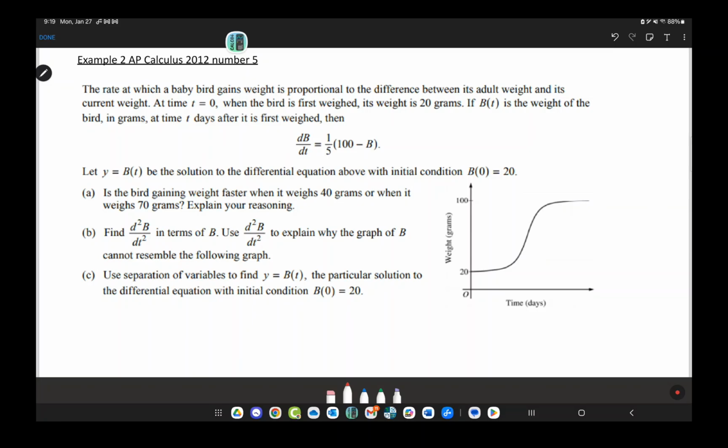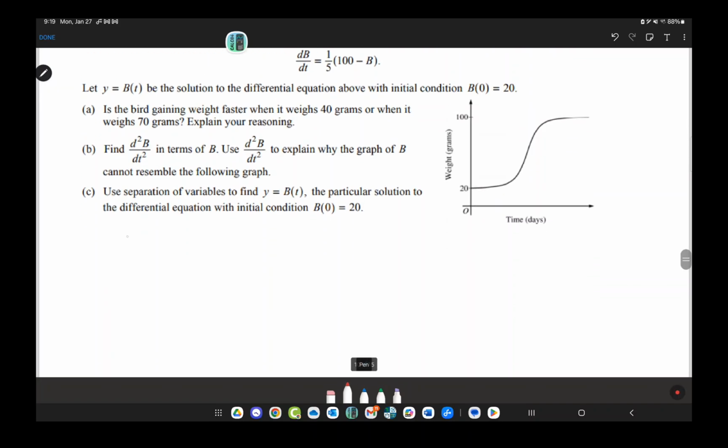All right, so part A: let B equal B(t) be the solution to the differential equation above with the initial condition that at t = 0, the bird weighed 20 grams, which you're already kind of getting. Part A: is the bird gaining weight faster when it weighs 40 grams or when it weighs 70 grams? Explain your reasoning. All we have to do is just plug it in.